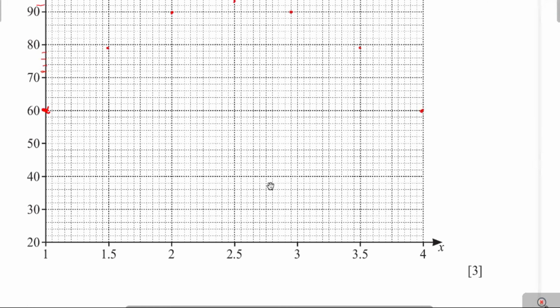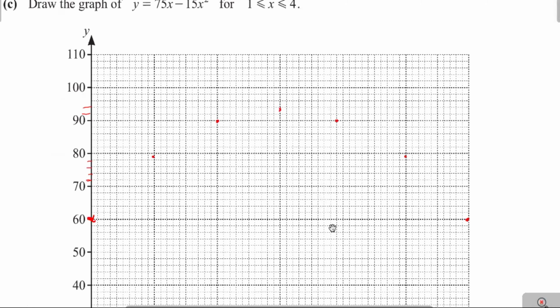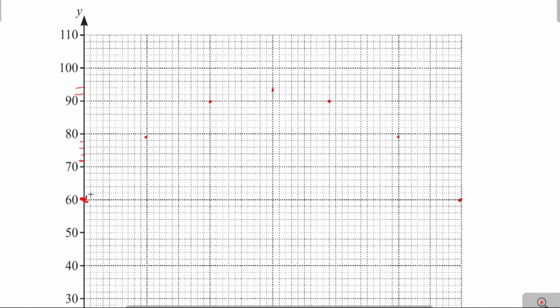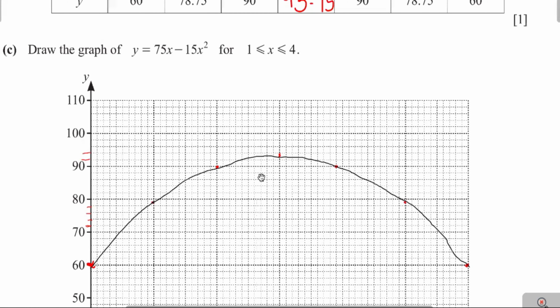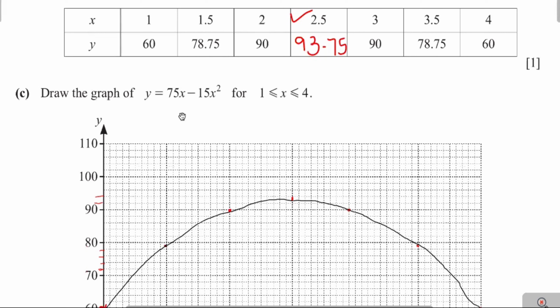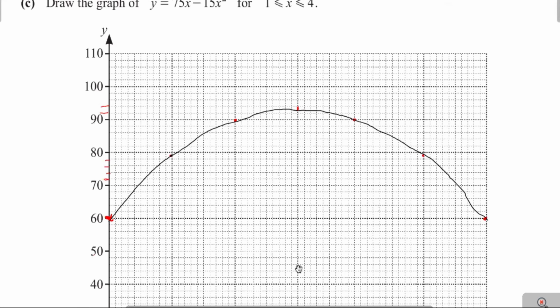And we join all these points, we get the graph. Now I'm joining these points. You see here, firstly we join the first, second and third points, and this is the curve of this equation y equal to 75x minus 15x squared.